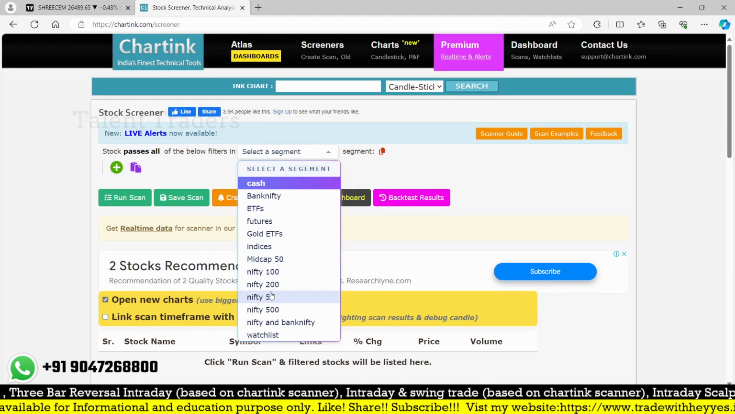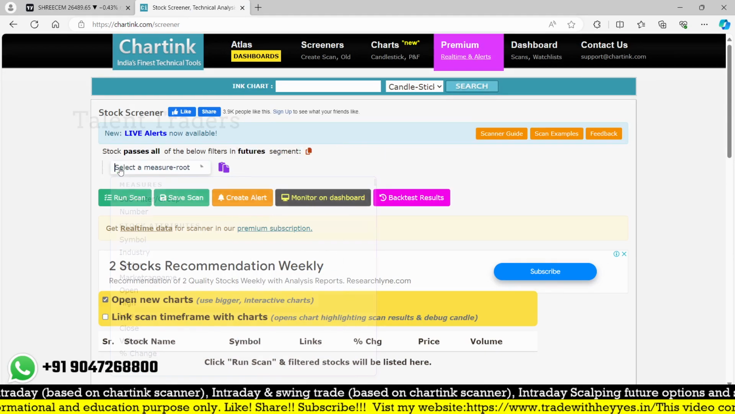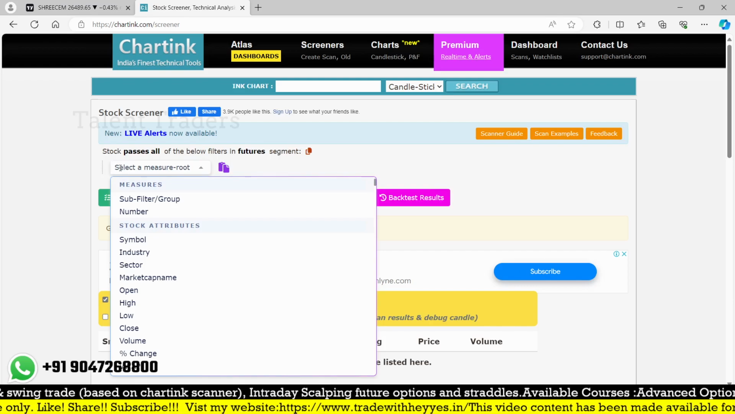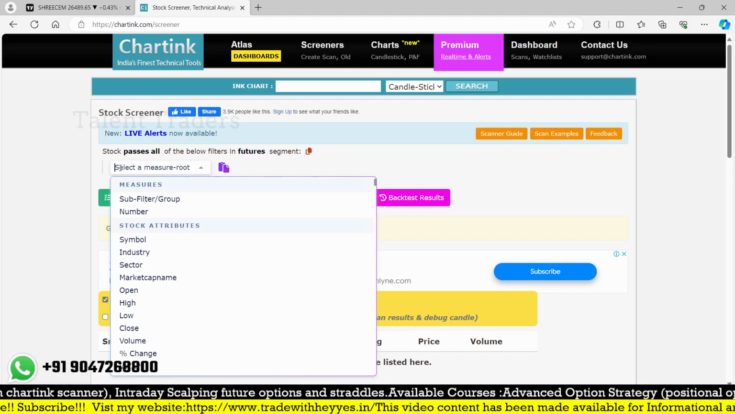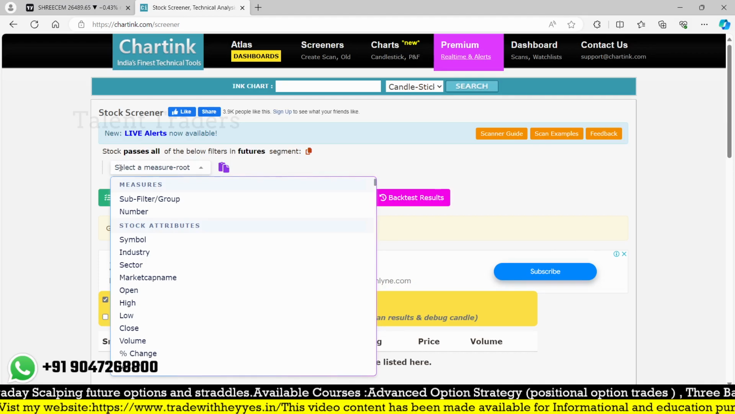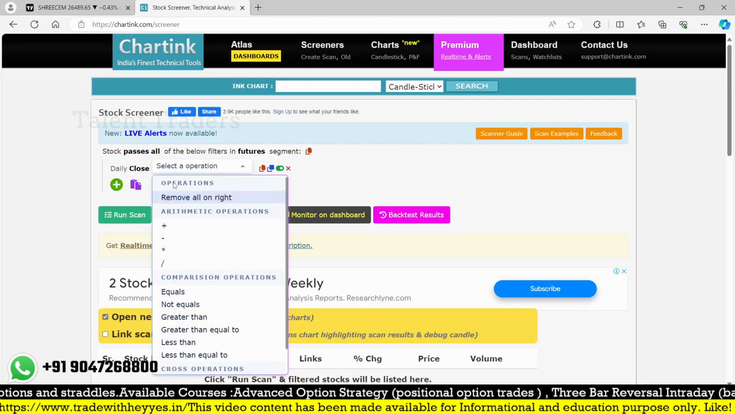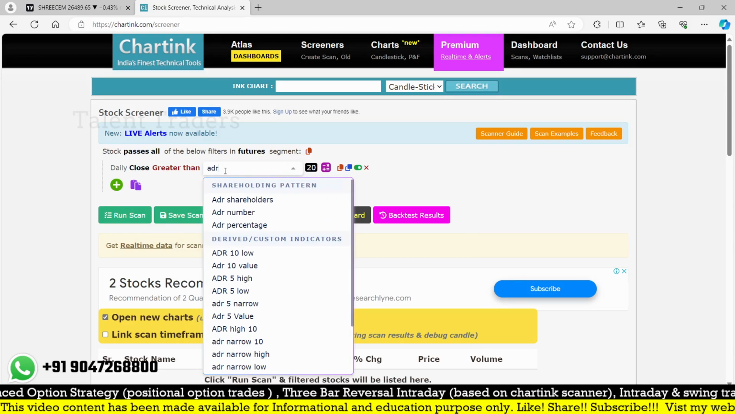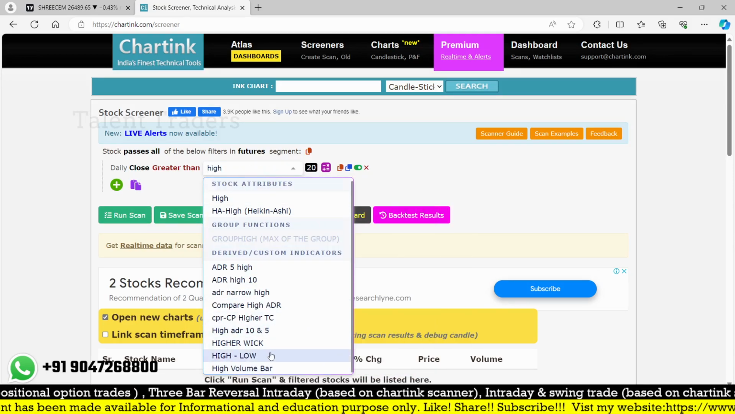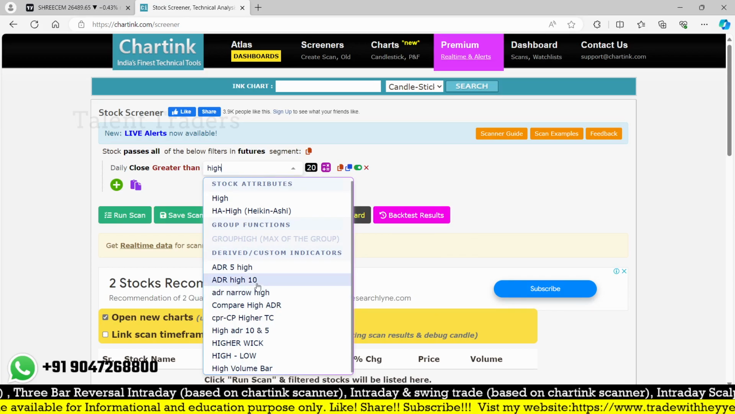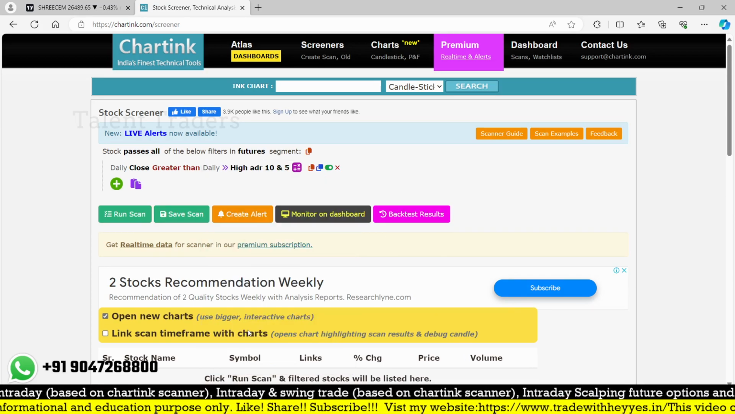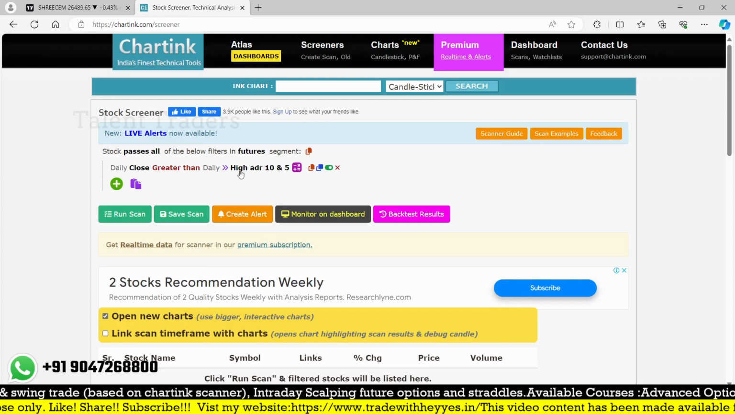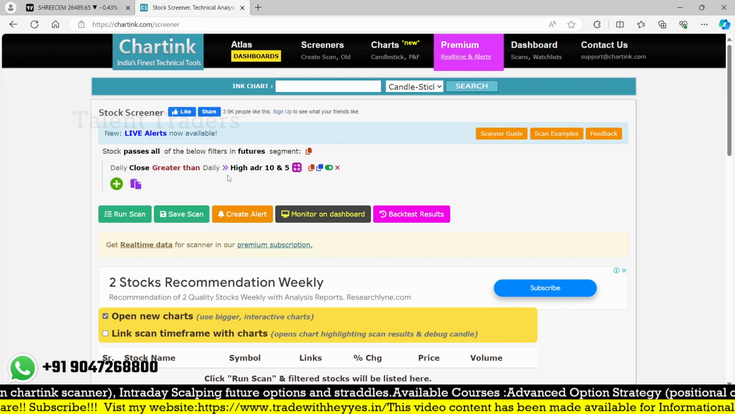I'm just going to create it in futures stocks. We have the second candle only. I should check for this, and I need to filter out the percentage. First of all, we need to get the confirmation: the closing price greater than ADR. That should be a higher area. That's a custom indicator, 10 and 5. This is a custom indicator; it's not available by default on charting.